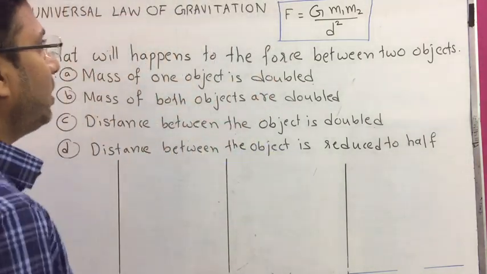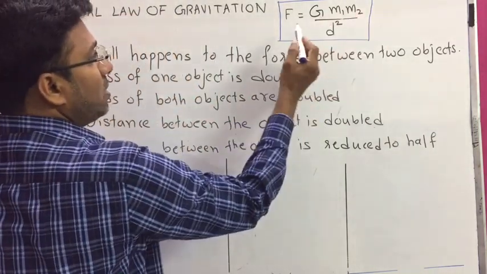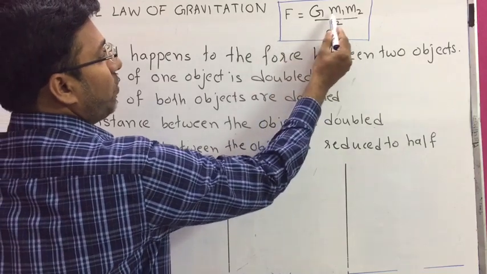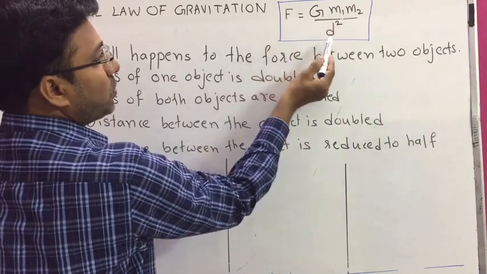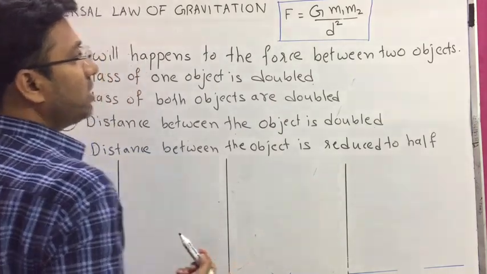You have to know the relation between force and mass. You can see here force is directly proportional to m1 m2 and force is inversely proportional to distance square. Now let us see the problem.